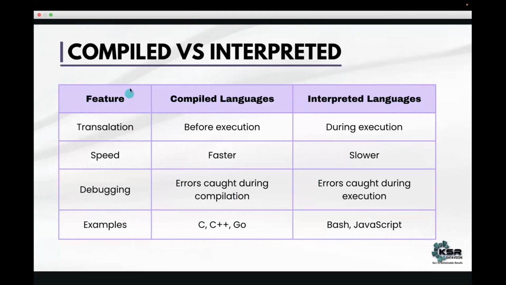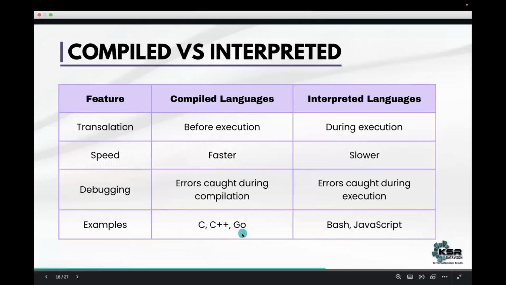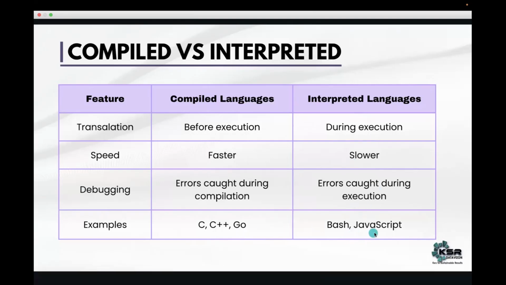So some examples of compiled languages: C, C++, and Go. Interpreted languages: Bash and JavaScript. Okay. Any doubts? Yeah, we'll move to the next slide.